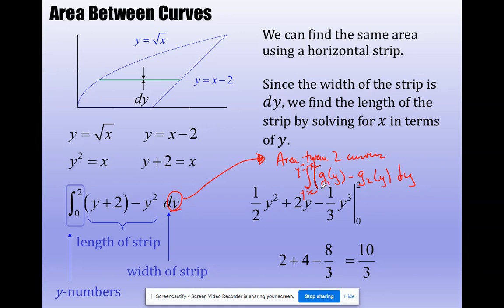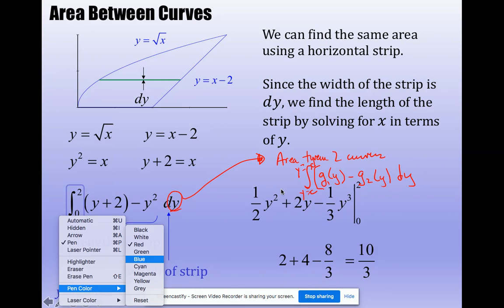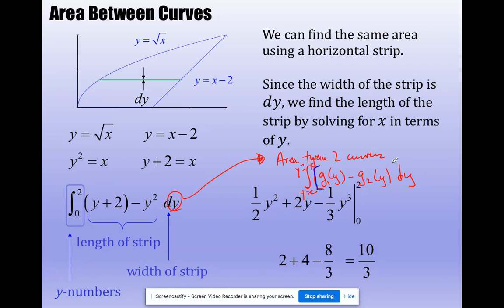And what you want to think is, instead of top minus bottom, you do right minus left. But it is important, if you're going to integrate with horizontal strips, which is perpendicular to the y-axis, everybody has to be in terms of y.